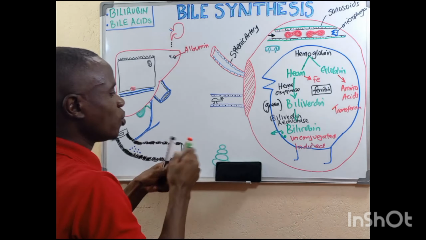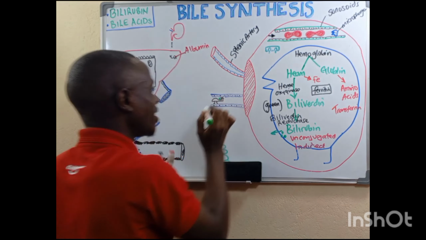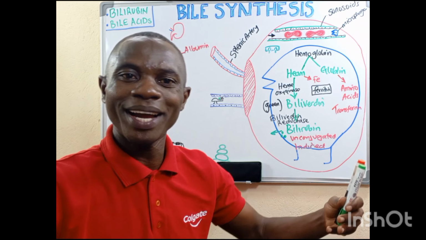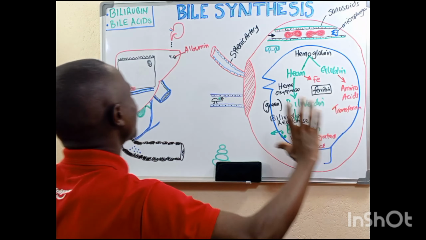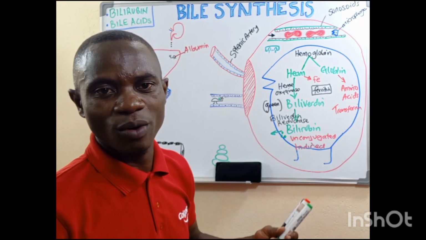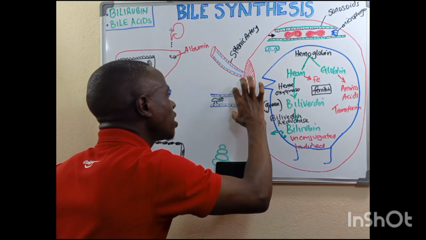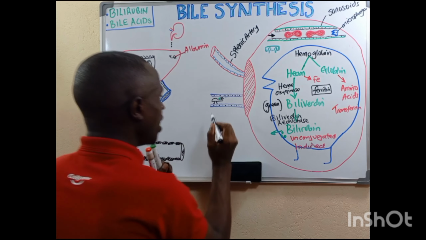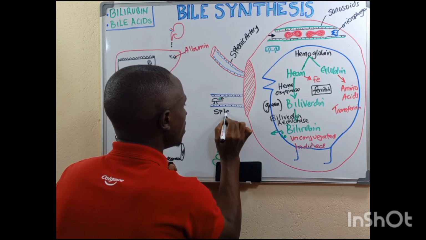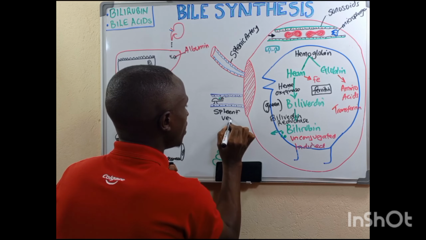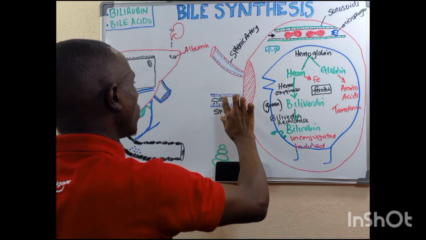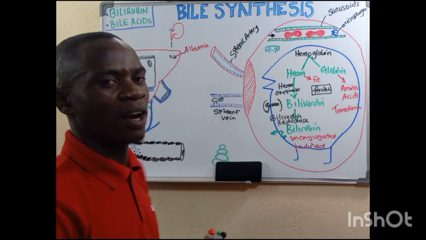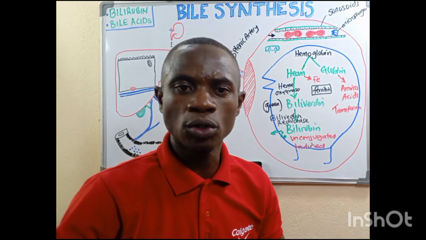So now the unconjugated bilirubin is going to be taken over by albumin. It is binding the unconjugated bilirubin and transferring it to the liver for the process of conjugation. So now it is passing through this blood vessel. You know how this blood vessel is called? This blood vessel here is what we call the splenic vein. So now this splenic vein is going to join this big vein that enters the liver, which we call the hepatic portal vein.